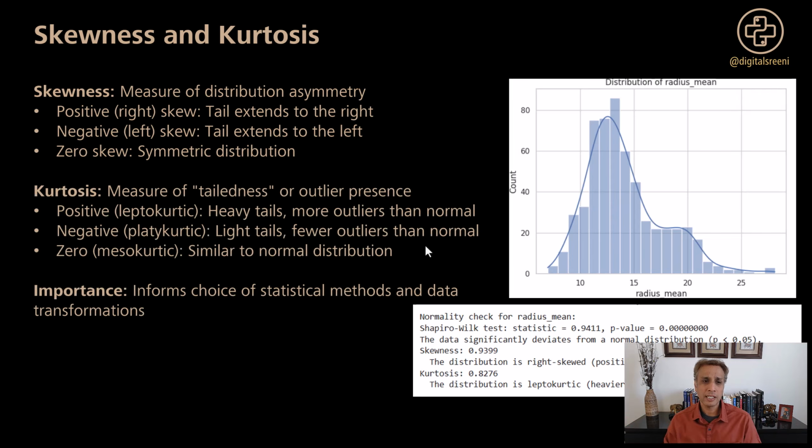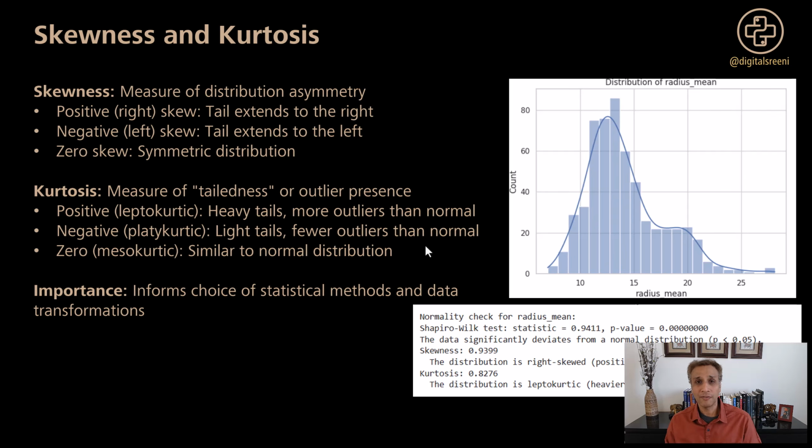And kurtosis is a measure of the tailedness. How long is the tail? How does the tail actually go? The tail basically means outliers, right? So the longer the tail, the more outliers you have. Positive kurtosis, leptokurtic is the term, but typically I use positive kurtosis. And negative is platykurtic: light tails, fewer outliers than normal. And zero is very similar to a normal distribution.